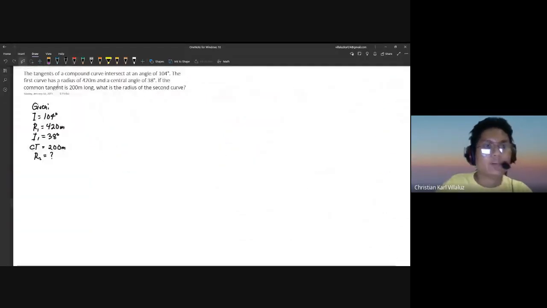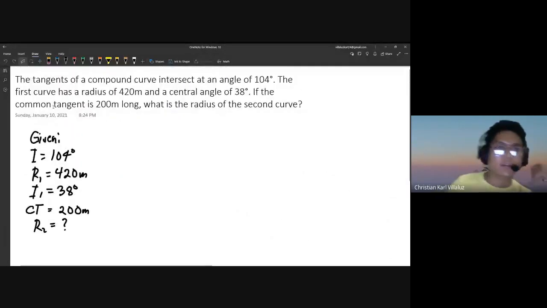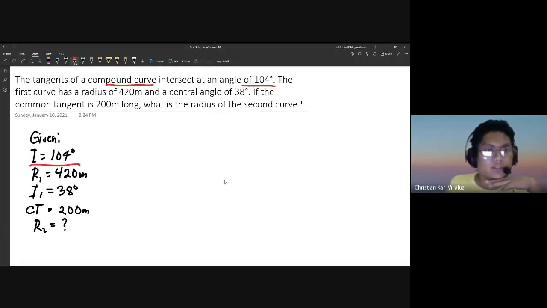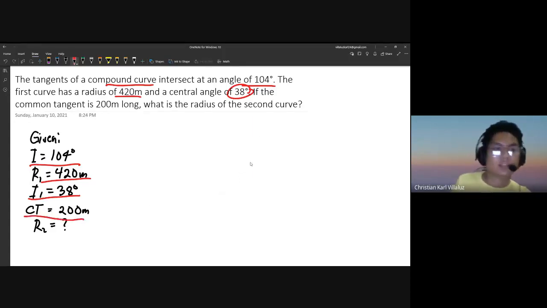Next problem for compound curve. Given the tangents of a compound curve intersect at an angle of 104 degrees. So yung I yun. The first curve has a radius of 420 meters. So R1, 420. The central angle of the first curve is 38 degrees. So I1. If the common tangent is 200 meters long, CT, 200 meters, what is the radius of the second curve?